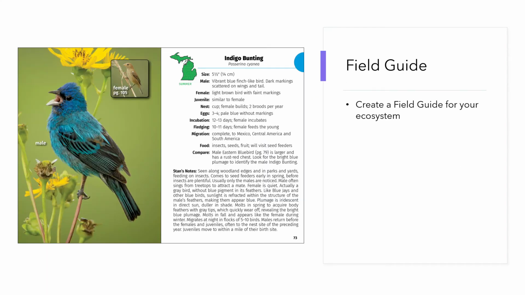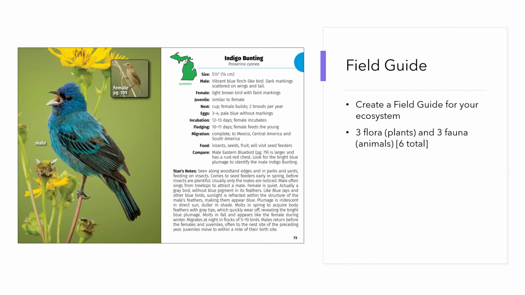Okay. Field guide. So you have the option, you can create a field guide for your ecosystem. So go back to your ecosystem again. Think about these things when you're creating a field guide. You're creating a field guide for 3 plants, 3 flora, and 3 fauna, 3 animals. Okay? I don't care, again, what plants you choose. I don't care what animals you choose.